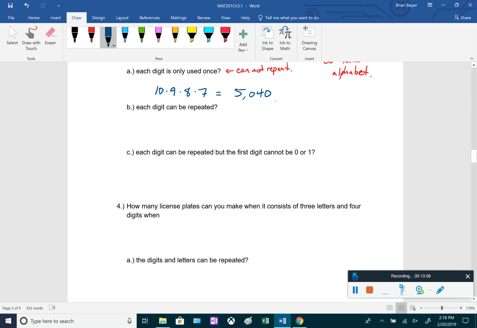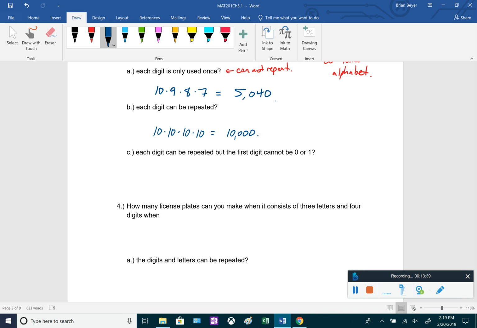So next one, let's say that the digit can be repeated. That means for the first one, we have 10 options. Second one, we can repeat it, so we have all 10 options. Same thing for the third, same thing for the fourth. We have 10 options for all 4 of the digits. So 10 times 10 times 10 times 10 is 10,000. So just being able to repeat it almost doubles the possibilities for how many passwords we could have.